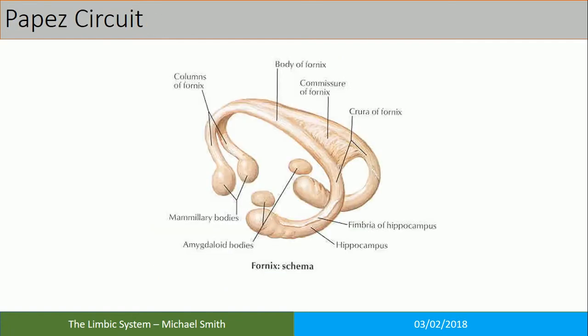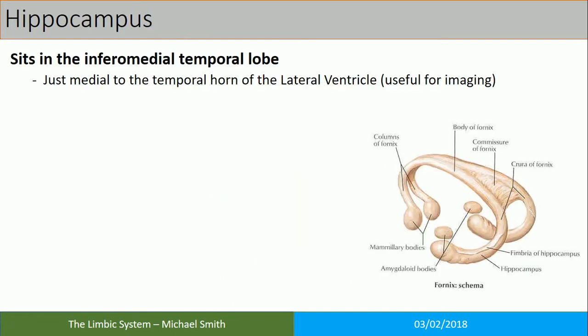The predominant part of our limbic system is the Papez circuit, and this is made up of the hippocampus, the fornix, and the mammillary bodies, and the amygdala is sometimes included. So firstly, the hippocampus, and this sits in part of the temporal lobe, and it sits just medially to where we have the lateral ventricles within the temporal lobe. And this means that when you have imaging, it's quite easy to spot where the hippocampus would be, and its part on the Papez circuit is highlighted in red here.